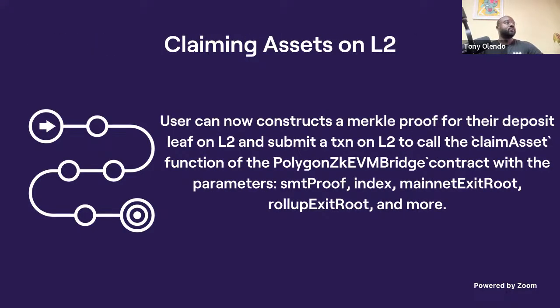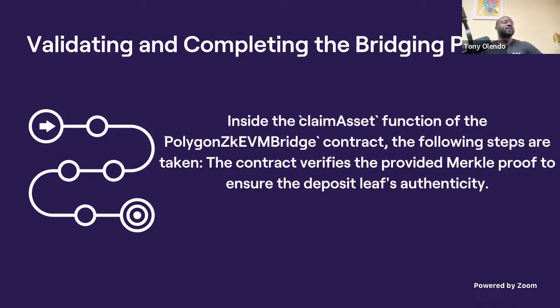And essentially, this is the next stage that requires user interaction. The user can now construct a Merkle proof for the deposit leaf on L2 and submit a transaction to call the claim asset function. And once they call the claim asset function, Bob's your uncle, essentially. And on the back end, once you trigger the claim asset function, the Polygon zkEVM bridge contract follows the steps and verifies the provided Merkle proof and ensures that you have the deposit leaf's authenticity.